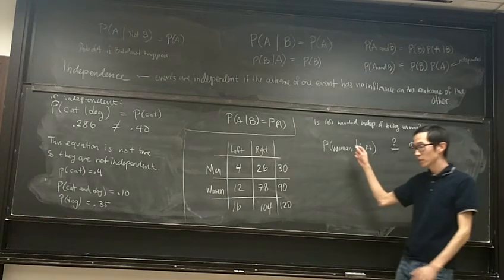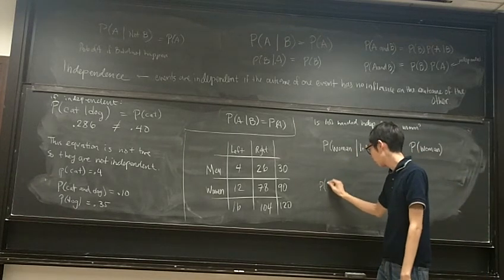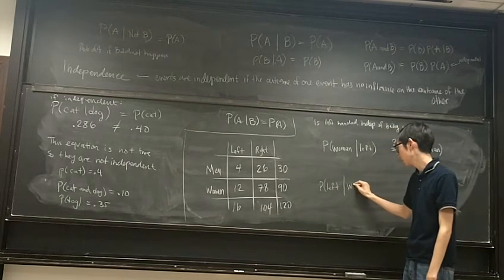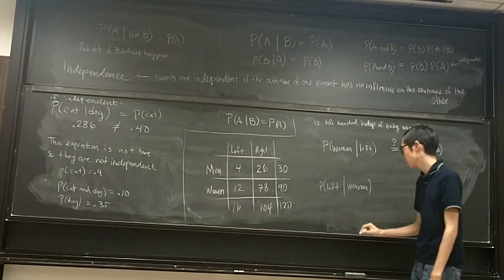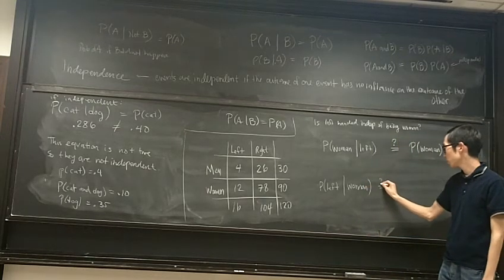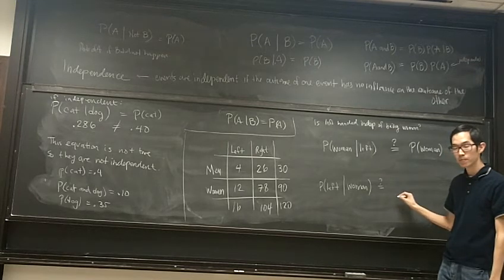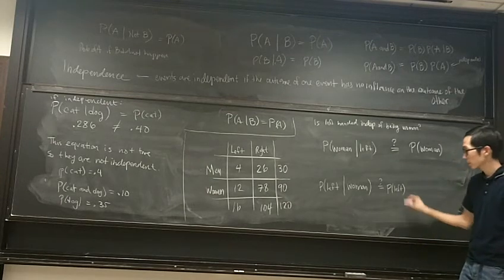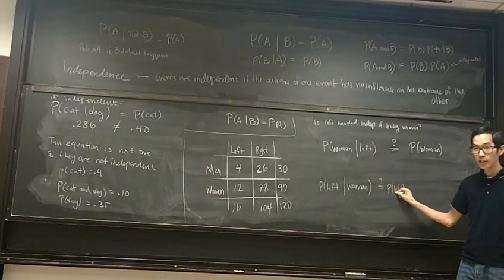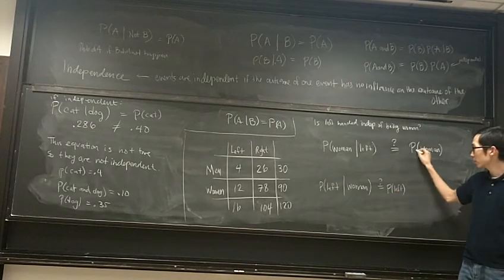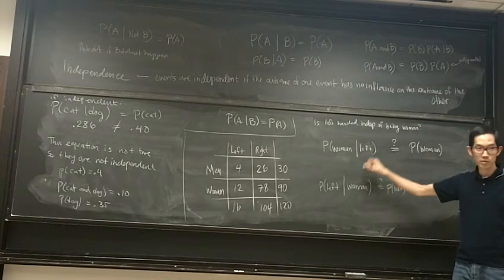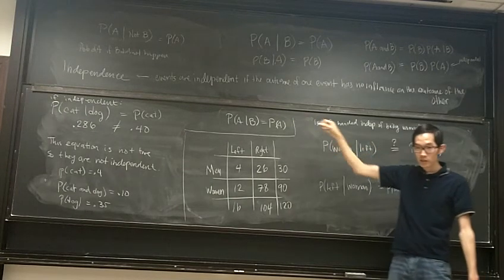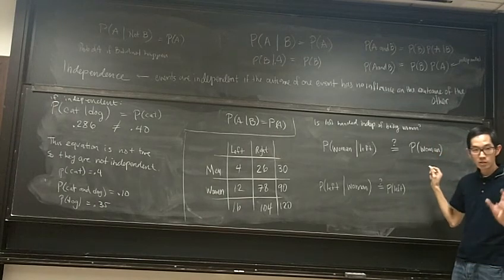I could also equally check the probability of being left-handed given woman, and see if it's equal to the probability of being left-handed. Exactly. I am not allowed to check if this equals that, or mix these up. I have to rely on this type of thing, because remember, what does independent mean?